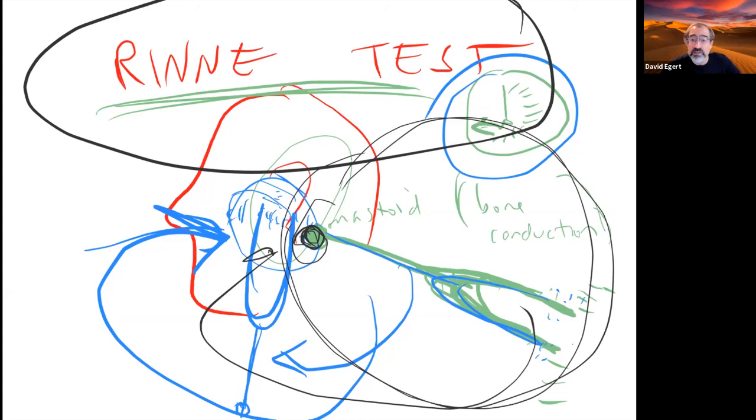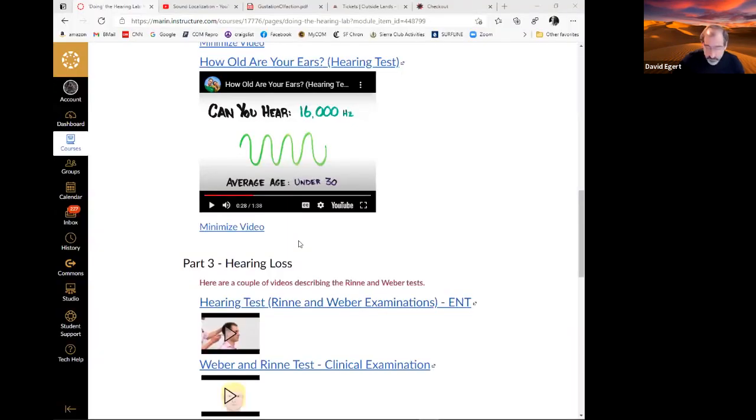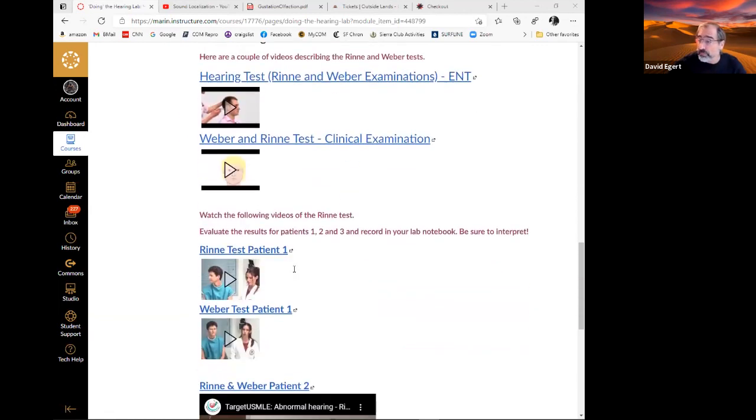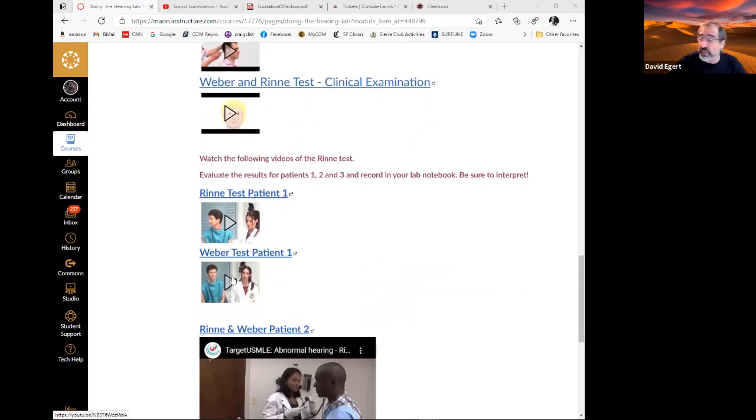Right, so between the two, that's why each of these things that I have you looking at are both Rinne test and Weber test. Between the two tests, you've got enough information to make a pretty good diagnosis of what's going on with this person's hearing. This will take a little bit of time, and in your lab notebook, you'll write down, like, patient 1. Write down what you find for the Rinne test and Weber test.